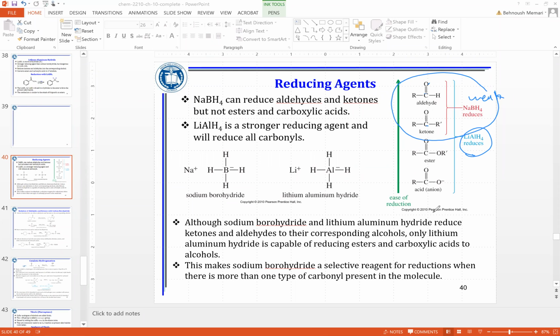Aldehydes and ketones in this diagram are on top, on this green line, which shows ease of reduction. What does it mean? That means the aldehydes are the easiest to reduce, then ketones, then esters and the acid anion or carboxylate ion. If lithium aluminum hydride can reduce ester, it could definitely reduce aldehyde and ketone, right? Because these two are easier to reduce. But it can't do it the opposite way around. Sodium borohydride cannot reduce ester or the acid anion because it's weak, it's not strong.